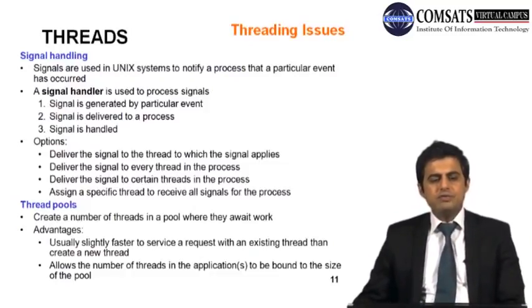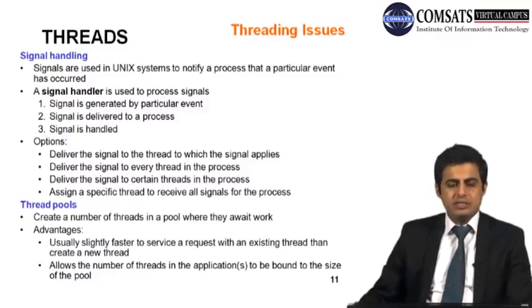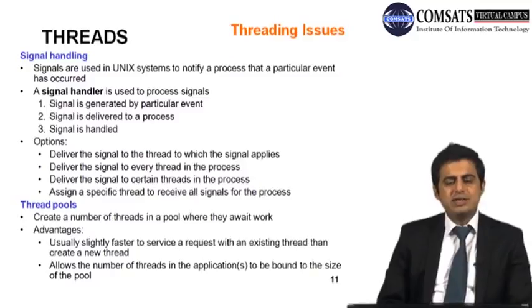In threading issues, we have got signal handling as well, which is done in the Unix operating system. Signals are used to notify a process that a particular event has occurred. A signal handler is used to process signals. So what happens is a signal is generated by a particular event, the signal is delivered to a process, and then it is handled. So these are the three steps which happen when a signal handler is trying to handle a thread.